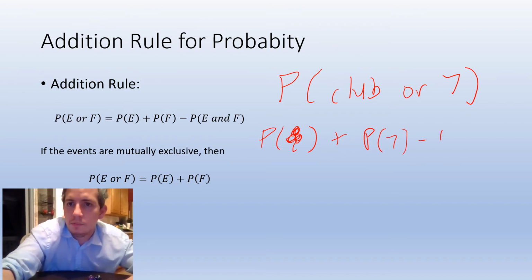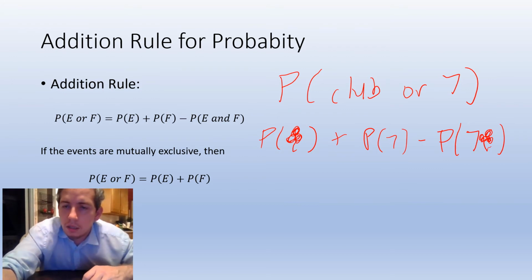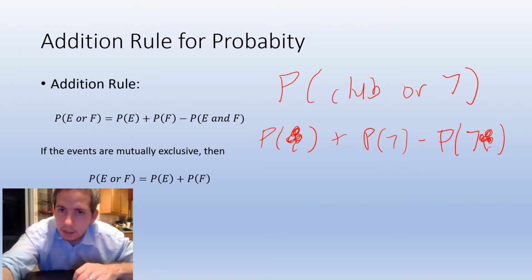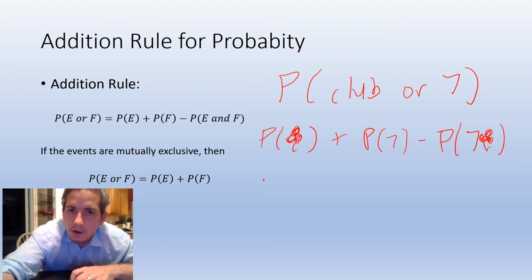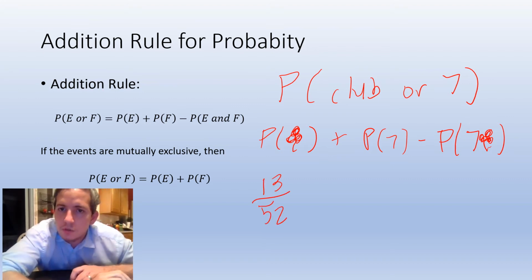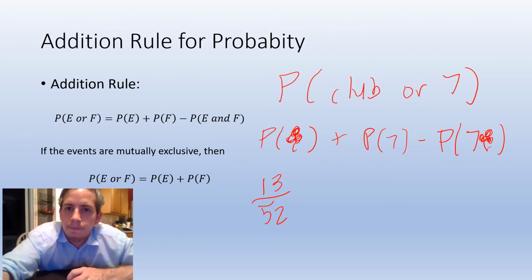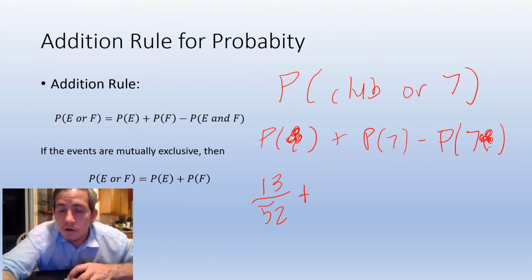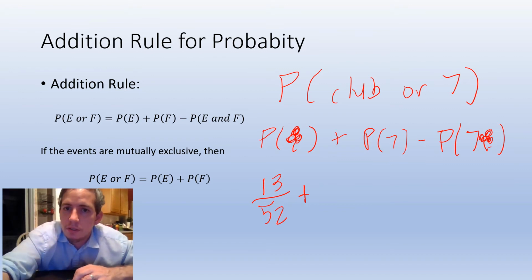And then I'm going to subtract the probability of getting a club and a 7. Well, the probability of getting a club is similar to the probability of getting a heart from earlier. There are 13 clubs, and there are 52 cards. So in this experiment, I'm just drawing one card. The probability of getting a 7, there are 4 different 7s: 7 of hearts, 7 of clubs, 7 of diamonds, and 7 of spades. So there's 4 out of 52.